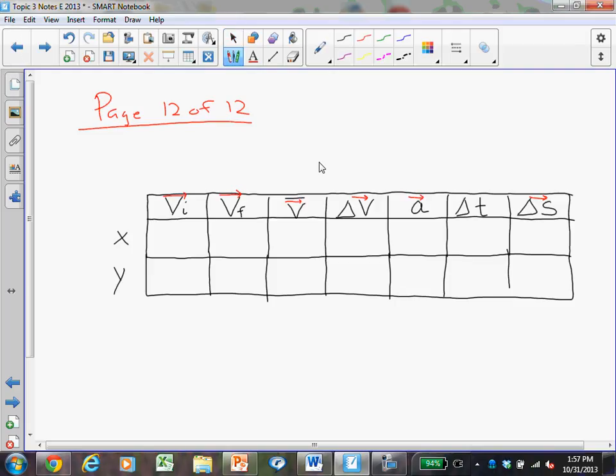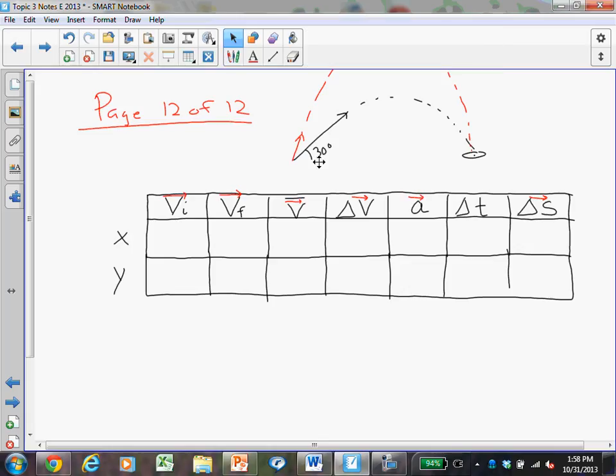If I was to launch something up at 30 degrees, okay, that would go up and then land, right? If I go at 60 degrees, it goes up and it also lands there. I ran out of space. Now, how do those relate to each other? Okay, this one's 60 degrees.